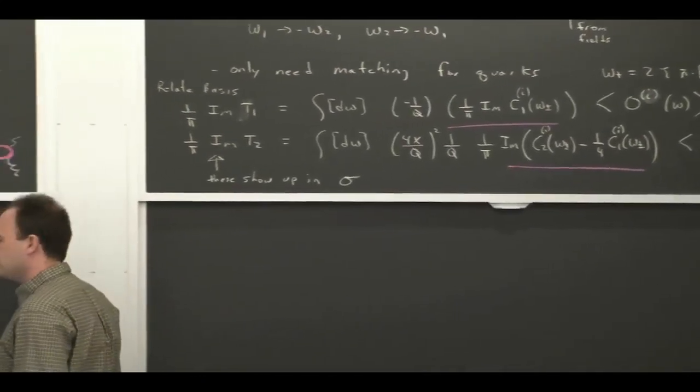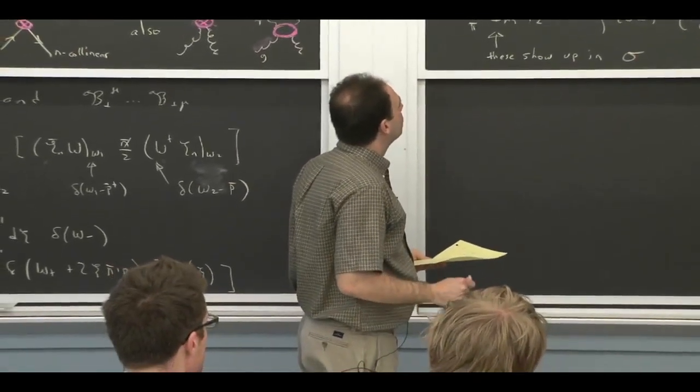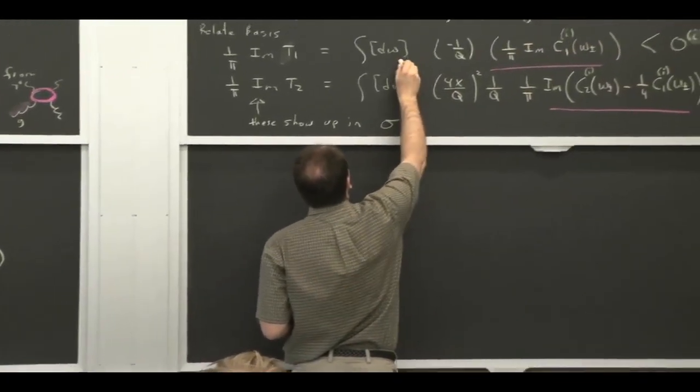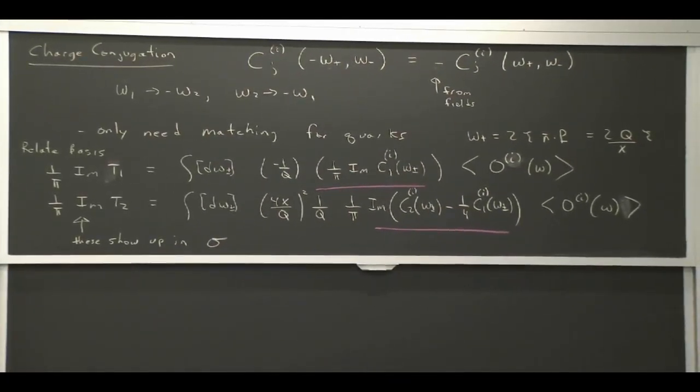Yeah. And what is square bracket d omega? You integrate over one of the omegas? It's both. Yeah. You can write it like this if you like. Any other questions?